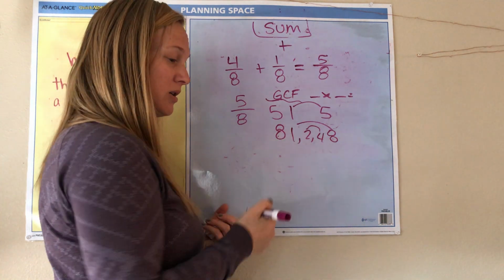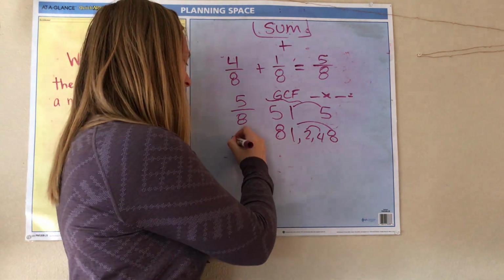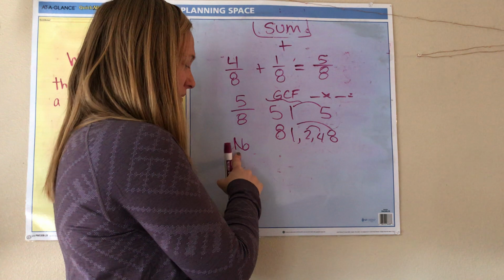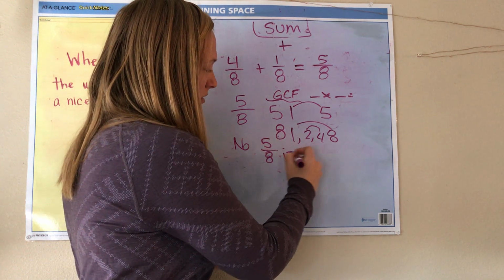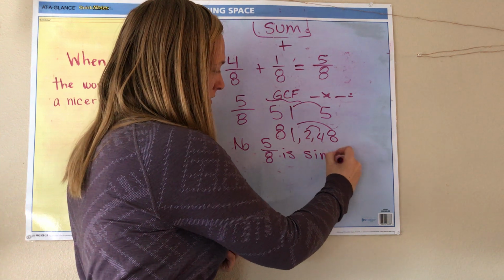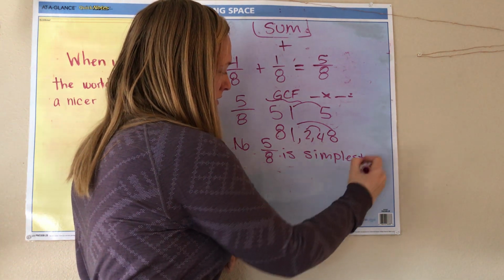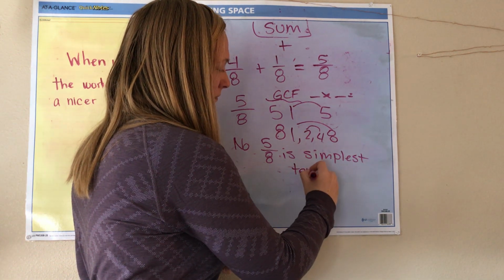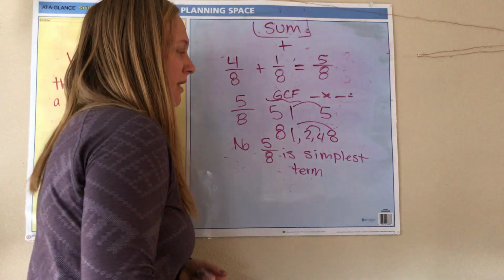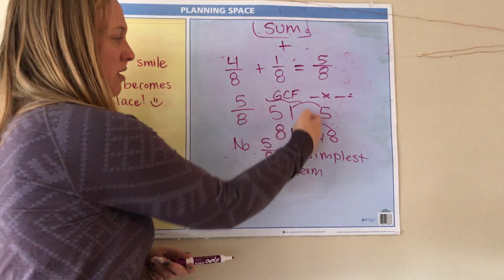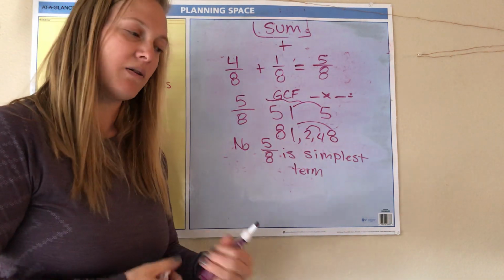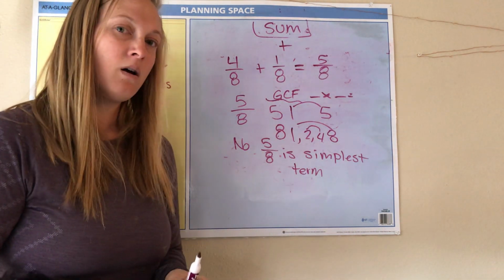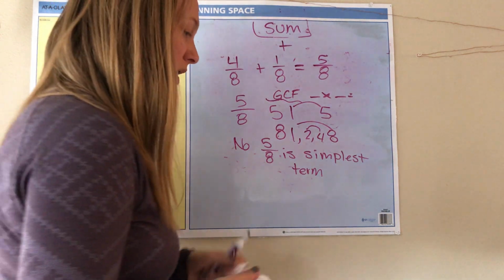So for question number 3, you would say no, can't reduce. 5/8 is the simplest term. There you go. That's because besides 1, there are no other factors that both 5 and 8 share. That is why we cannot reduce. Okay? Moving on to question number 4.